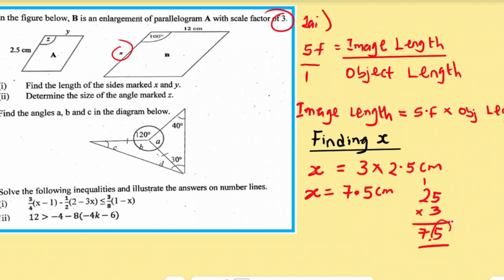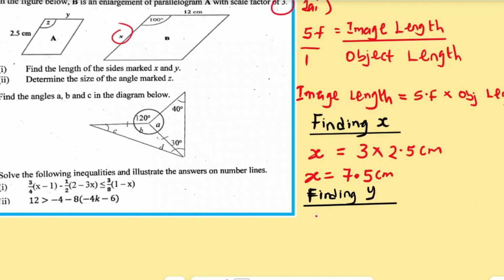So what I just did here is a simple way to multiply a decimal fraction by a whole number, or even how to multiply decimals. So if you don't know how to multiply decimals, you can also check that one. So now we have the value of X here to be 7.5 centimeters. Let's go ahead and find the length Y. Remember, they are all part of the question 1AI. All right, so let's find Y here. Now this is Y. That's the object length, and it corresponds to 12, the image length.